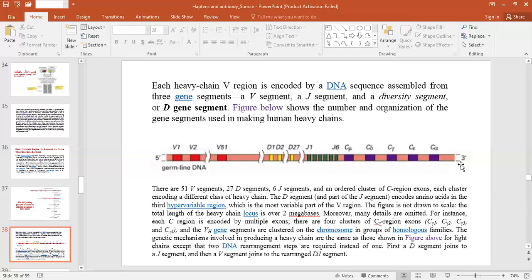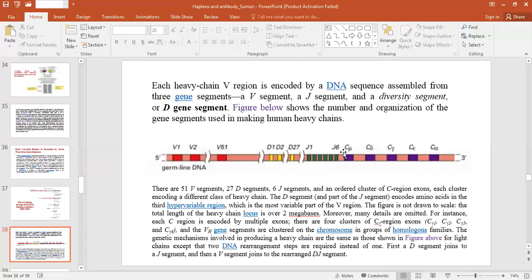The D segment and a part of the J segment encode amino acids in the third hypervariable region, which is the most variable part of the region. And this figure is not drawn to scale. You can see here it is not drawn to scale. The total length of the heavy chain locus is over 2 megabases. Moreover, many details are omitted. For instance, each C region is encoded by multiple exons. Here you can see the exons. There are 4 clusters of C gamma regions, so gamma 1, 2, 3, and 4.